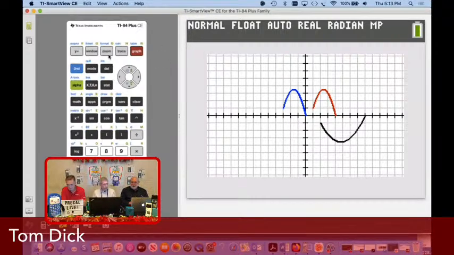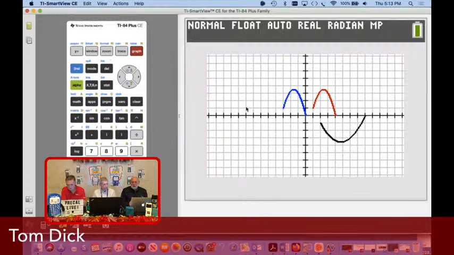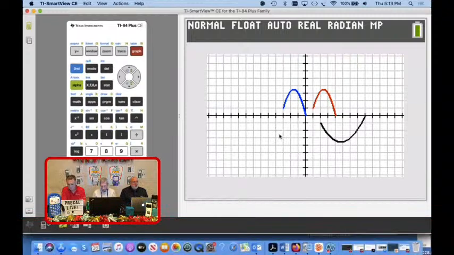It gives you that nice equal amounts for one unit in both directions. All right, Steve, I'm going to turn it back over to you.